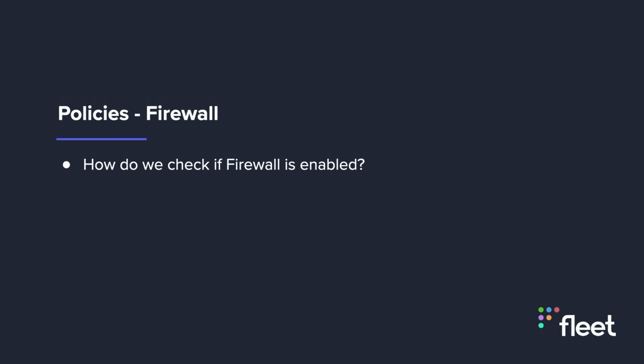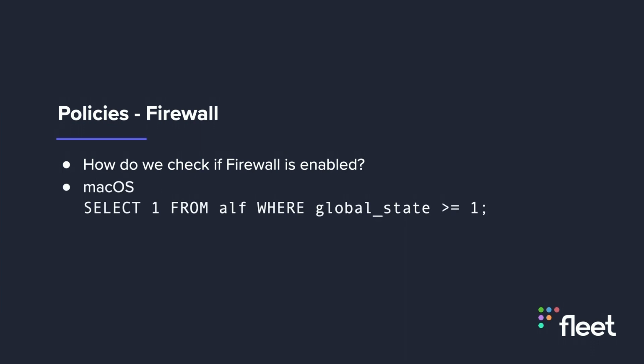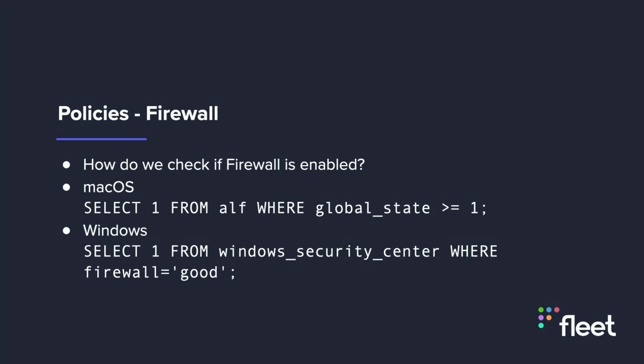We can also check to see if the firewall is enabled, as an example. So the firewall for macOS is in the ALF table, and we can look for the global state of greater than or equal to 1. And then for Windows, they hide that in the Windows Security Center. And where the firewall is good. That's my favorite. Firewall is good.